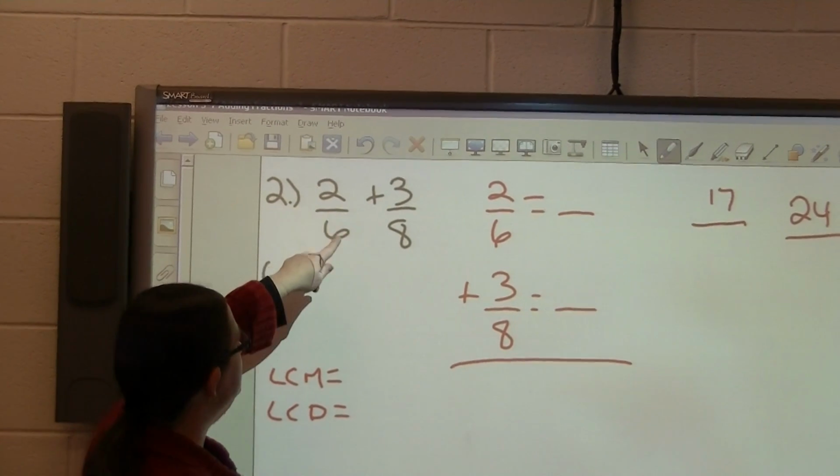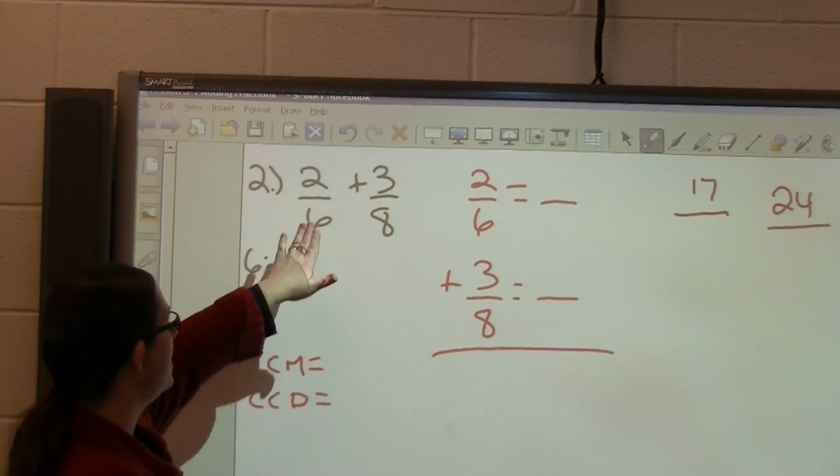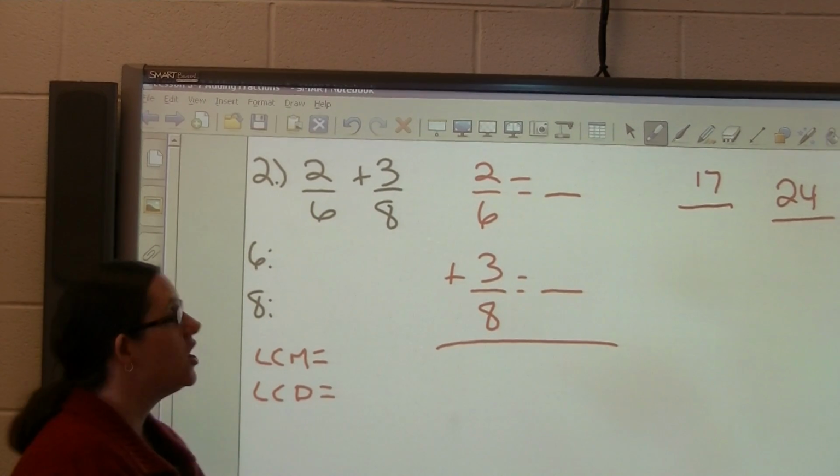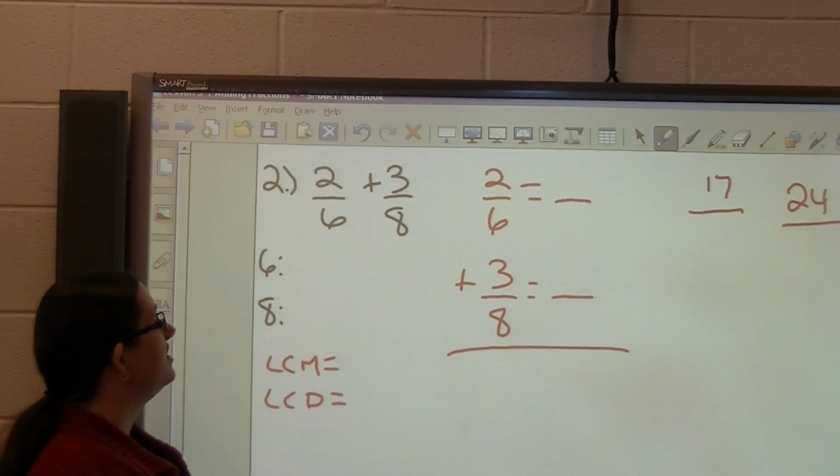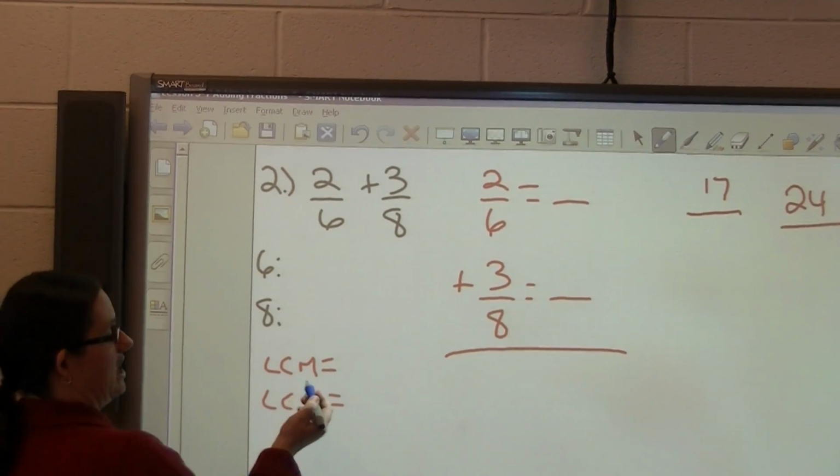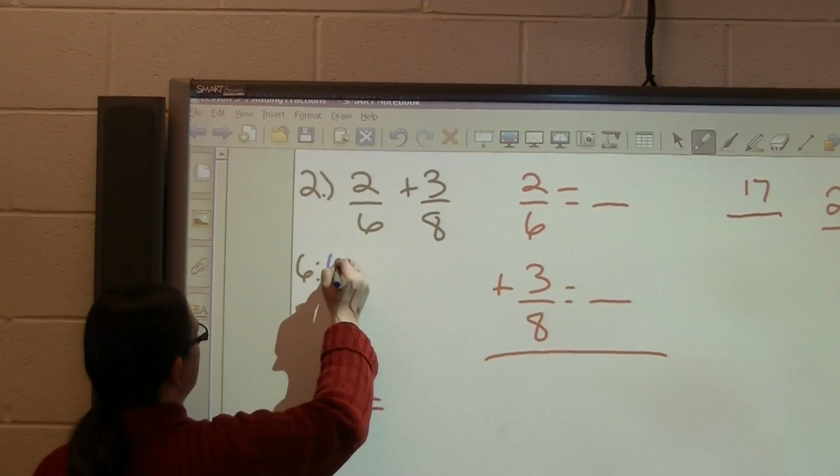Number 2 is 2/6 plus 3/8. Again, do we have a common denominator here? No, we don't, so that's our first step. We need to find the multiples of 6 and 8 and find the smallest one. So 6 times 1 is 6.